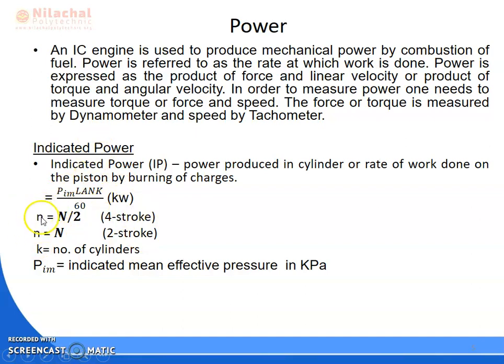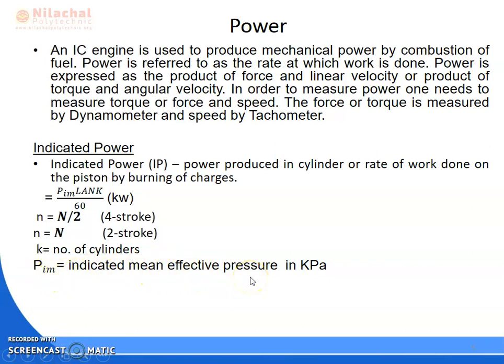What is the number of working strokes per minute? Small n is equal to the speed of the engine divided by 2 in case of a 4-stroke engine, and the number of working strokes is equal to the speed in case of a 2-stroke engine, where K is the number of cylinders. And what is the P suffix IM?